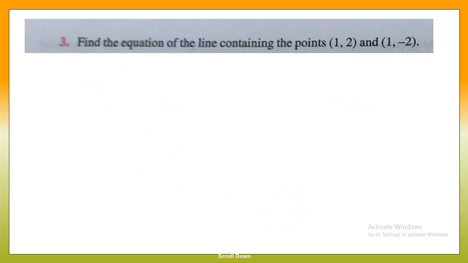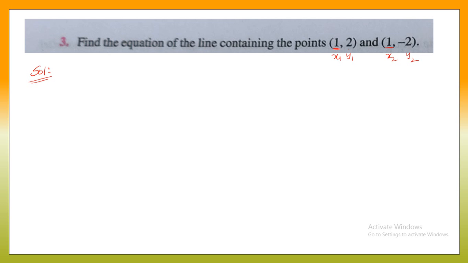Next, moving on to the third question. So question number 3: find the equation of the line containing the points (1, 2) and (1, -2). Clearly here the x coordinates, that is nothing but abscissa, are the same. Then directly I can say x is equal to 1 is my line equation, because it will be parallel to the y-axis. Now let us see, you can solve this particular question by the two-point form. So this is x1, this is y1, this is x2, this is y2. In a multiple choice question, you can directly say x is equal to 1 is my line equation, right?